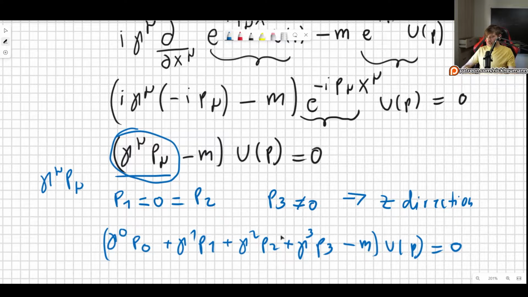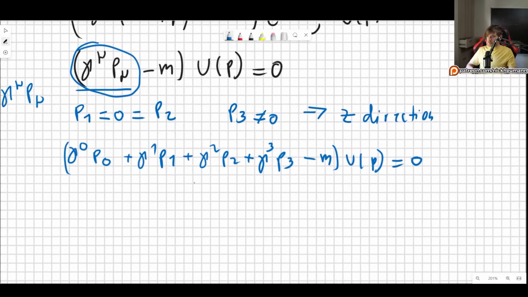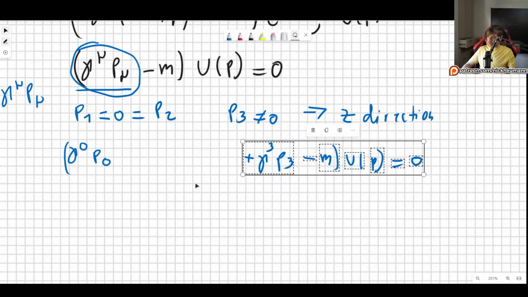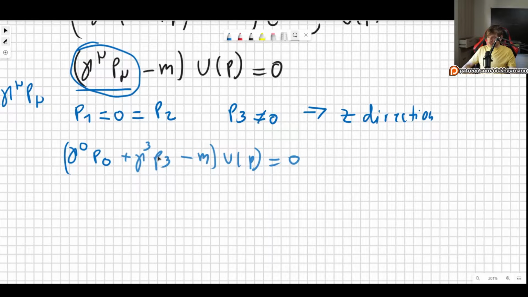But of course, p2 and p1 are equal to 0, so goodbye to those terms. So we are simply left with this thing right there. Let's move it there.